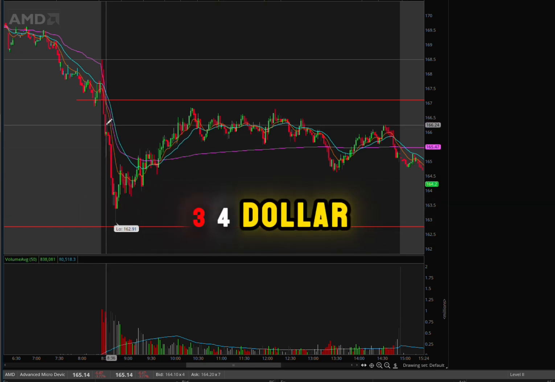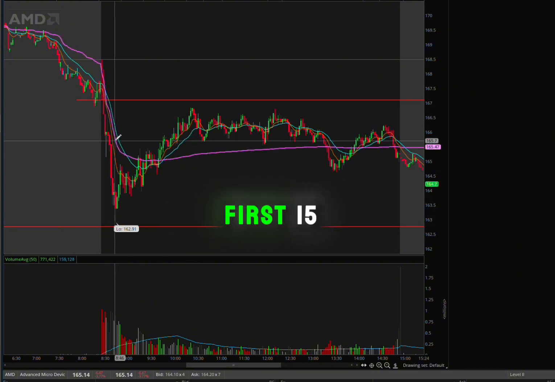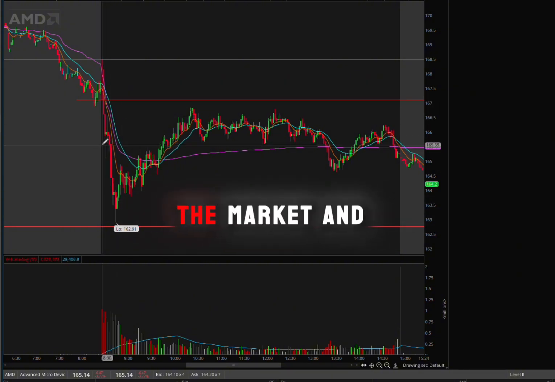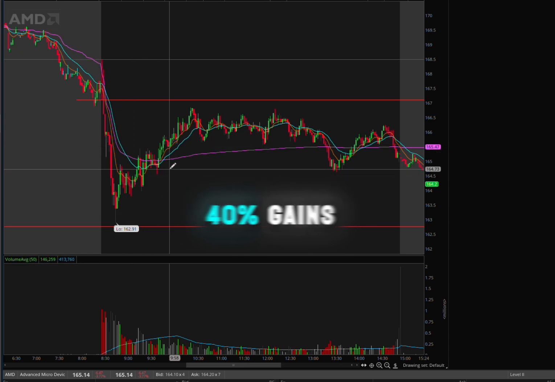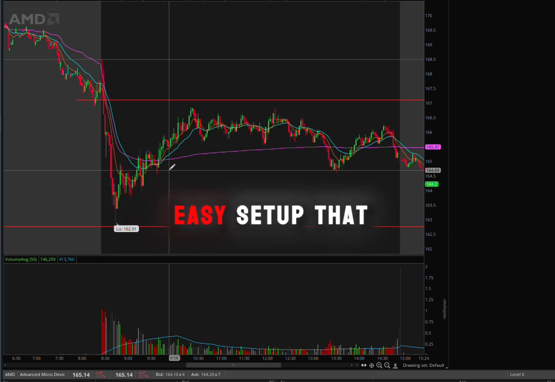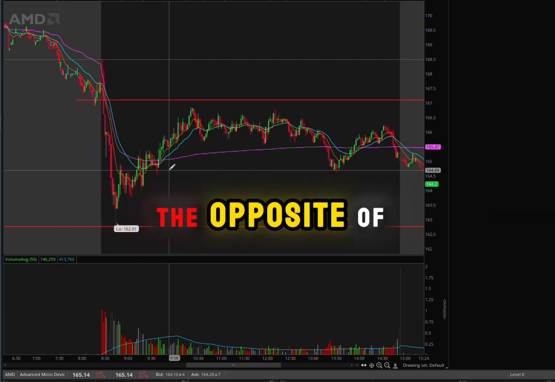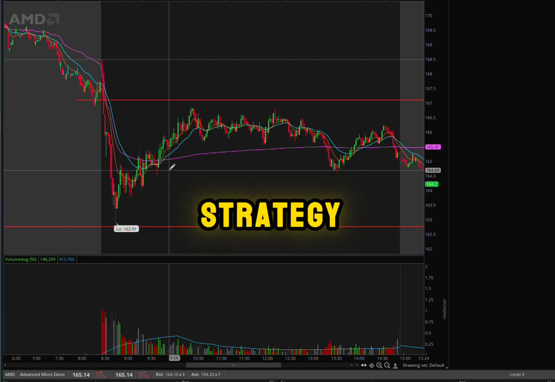So, a $3-4 move within the first 15-20 minutes of the market. And we were able to lock in 35 to 40% gains. And then you're done for the day. So, super simple, easy setup that I like to do. It's kind of the opposite of my gap trading strategy that you can find on my page as well.